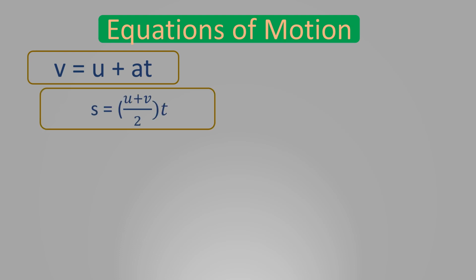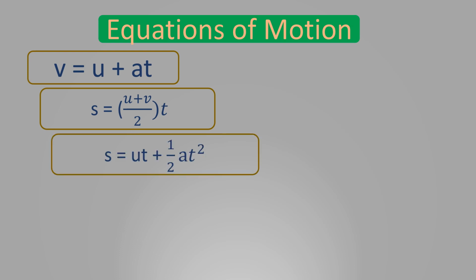The second equation we use is s equals (u plus v) over 2 times t. s here is the displacement traveled by an object or a car or anything else. u is the initial velocity, v is the final velocity, and t is the time. The term (u plus v) by 2 is called average velocity. Sometimes it is used as s equals v bar t, where v bar is (u plus v) over 2. When there is no change in velocity, we use this equation as s equals v times t.